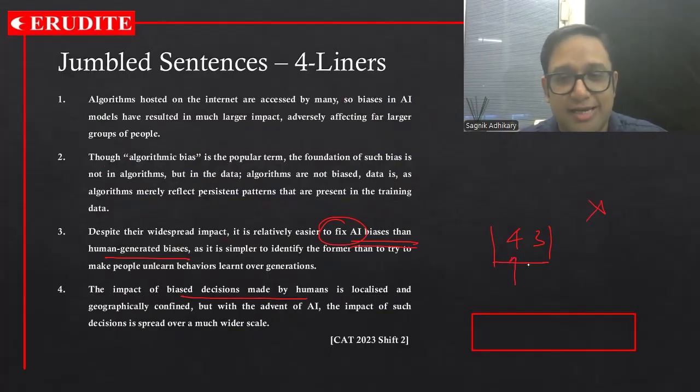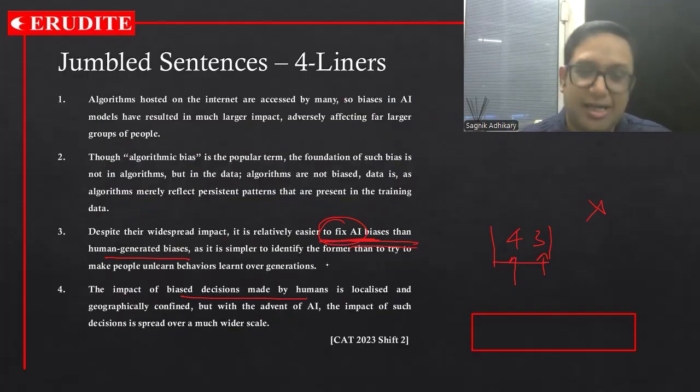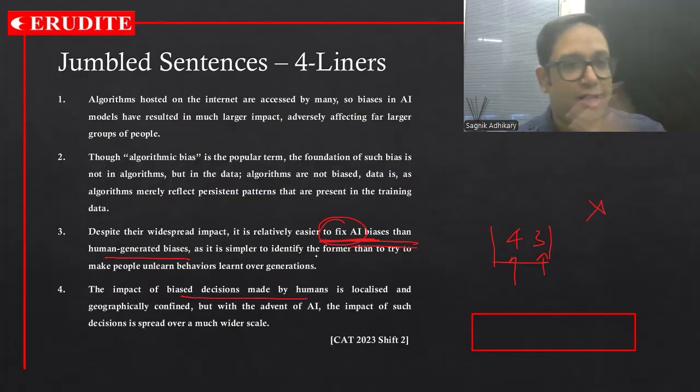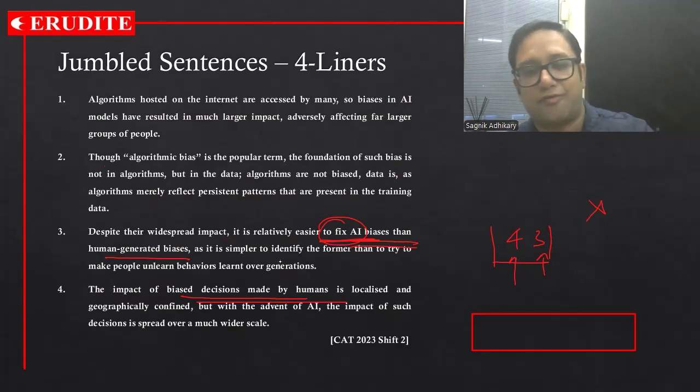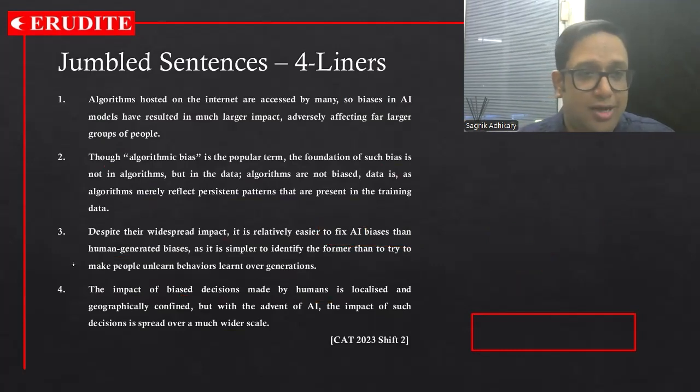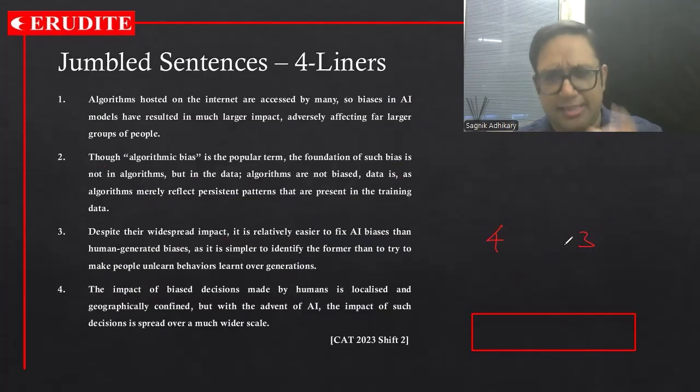4 introduces these ideas. 3 concludes by talking about how to fix these problems. That will not work as a sequence ending, but we know that 4 and 3 would be in sequence because 4 introduces this idea and 3 sort of concludes it. So let us write 4 here and 3 here. We seem to have the other statements in between.